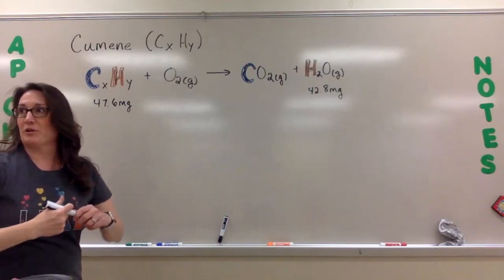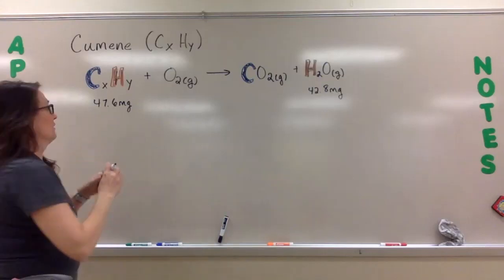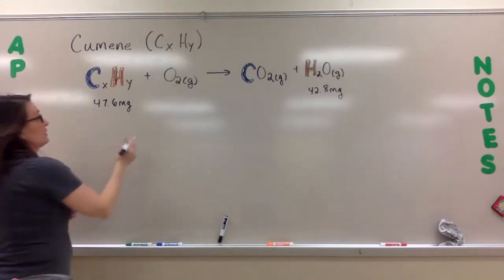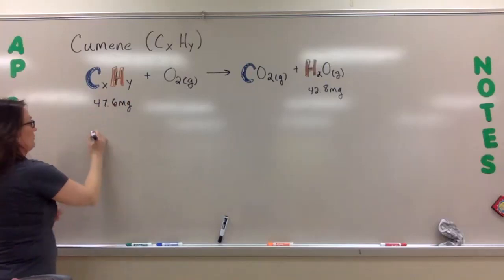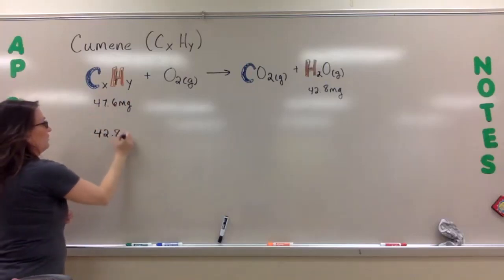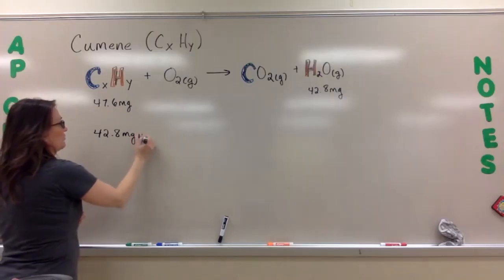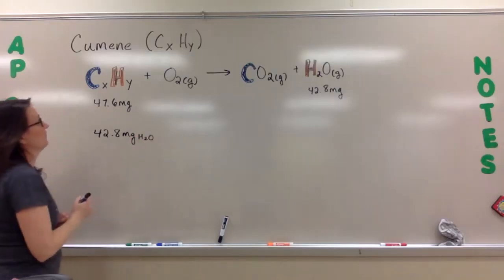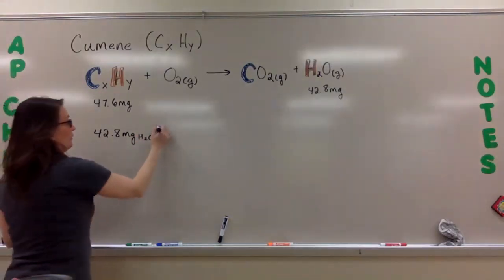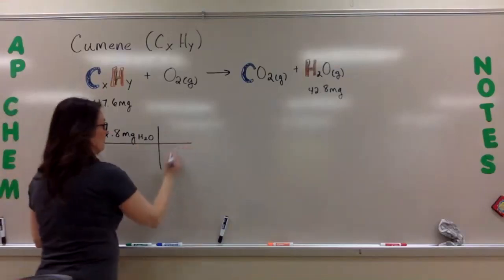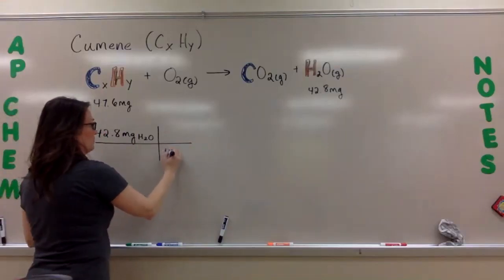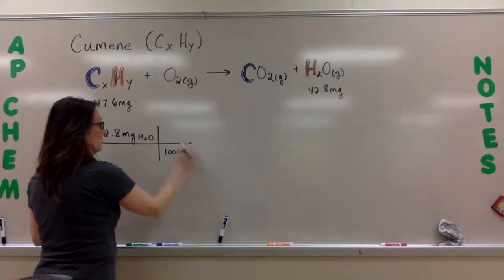We picked a too hard a question here. They're kind of looking at me like, I don't know, you tell me. So we don't know the formula here, but we do know that 42.8 milligrams is the H2O. So the first thing I would do is get rid of the milligrams. Those are the 1,000 milligrams in 1 gram.